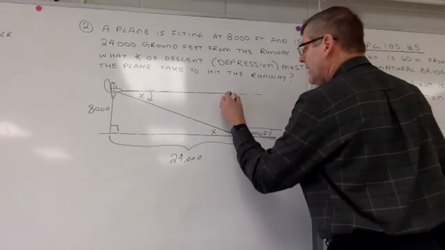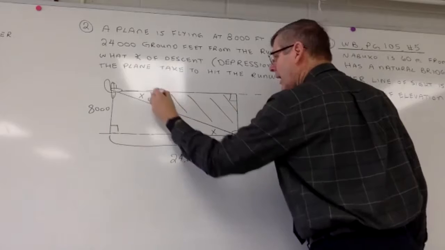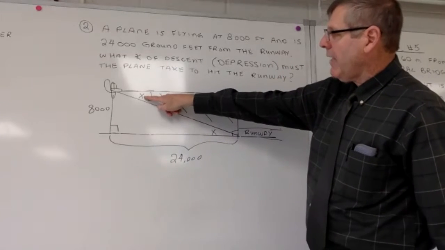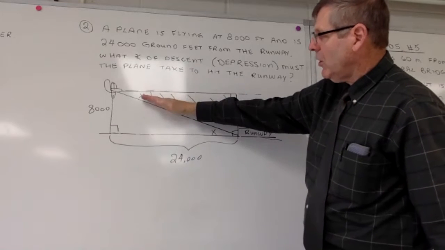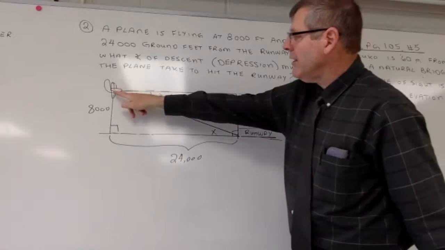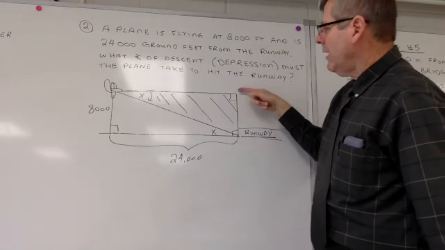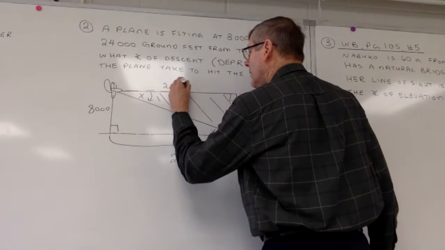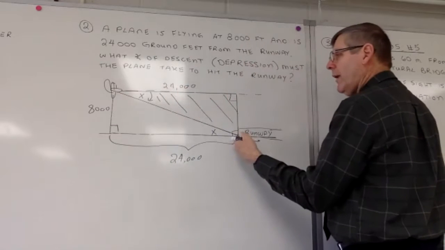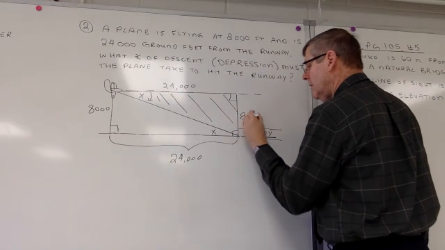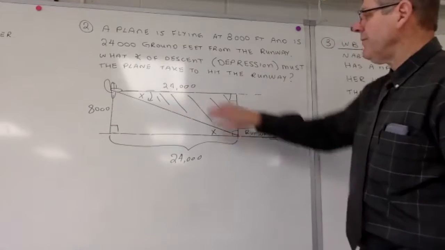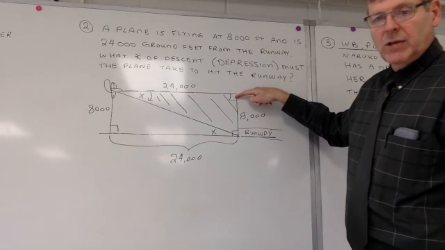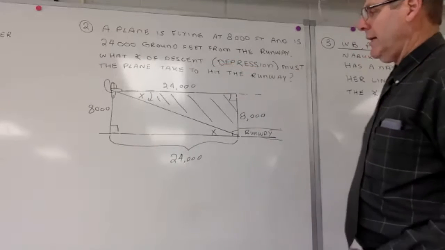If I recognize this is a right triangle, here's my triangle. What do I know about this triangle? There's my angle of descent. I'm in a plane. I need to go down to get to the runway. How far is it from the plane to the runway parallel to the ground? Well, that's 24,000, right? How high is the plane above the runway currently? 8,000. Okay, so now I have enough information to find X because I have a right triangle, sine, cosine, and tangent are in play, and I know two legs.